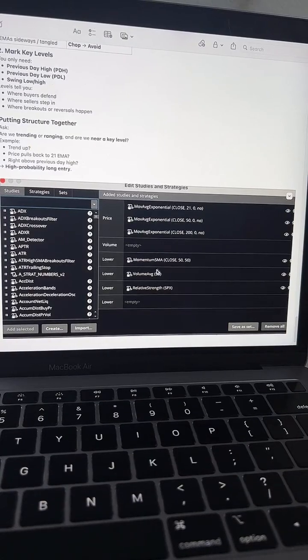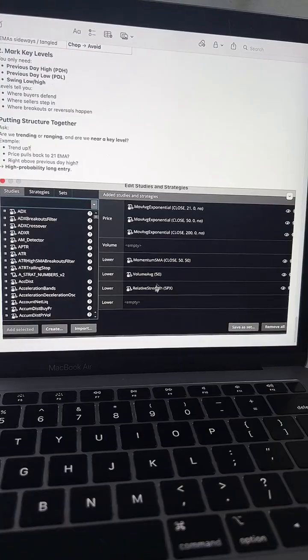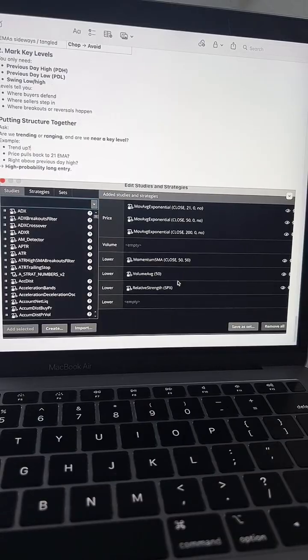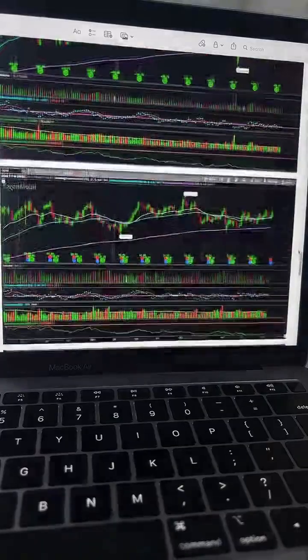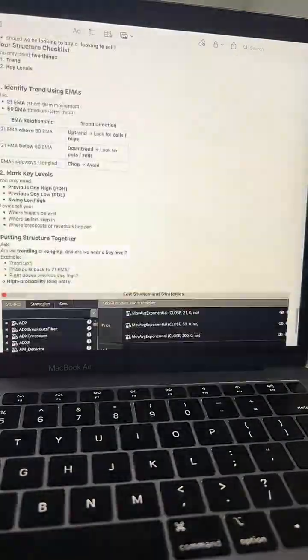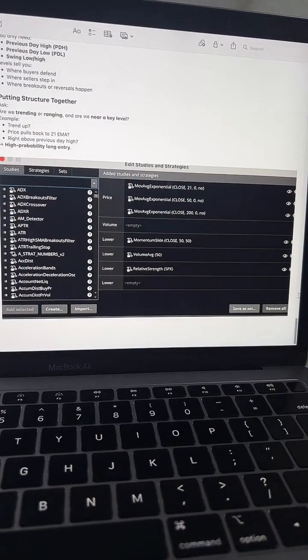I have the volume average indicator on there, and it is the 50. And I have the relative strength. Those are the only indicators that I was showing you from these screenshots. As time goes on, you're probably going to find your own indicators that you like. I didn't start with these. I started with MACD, but I don't use it anymore.